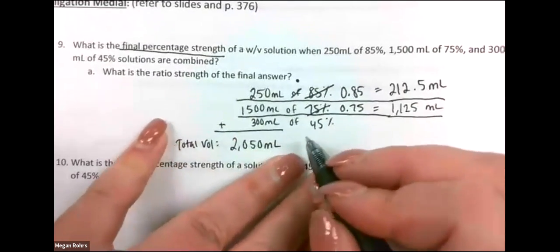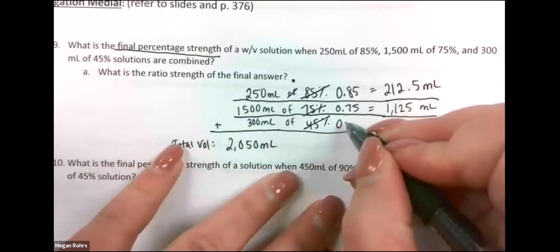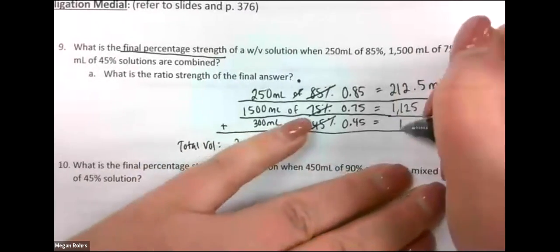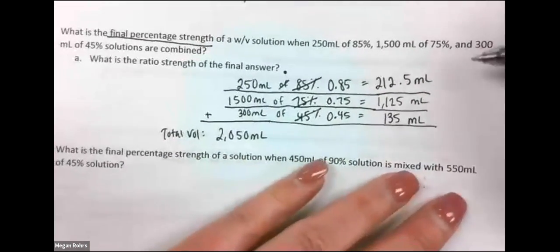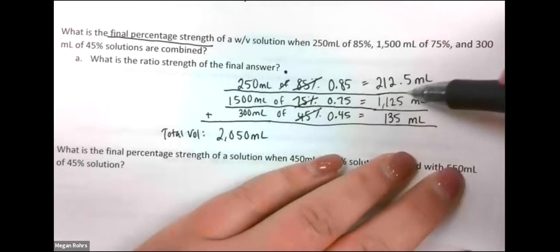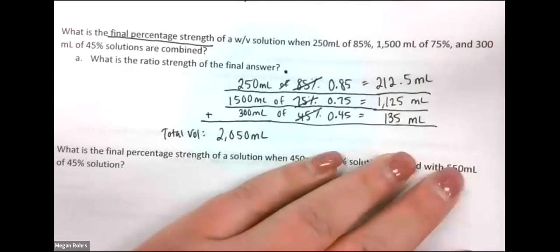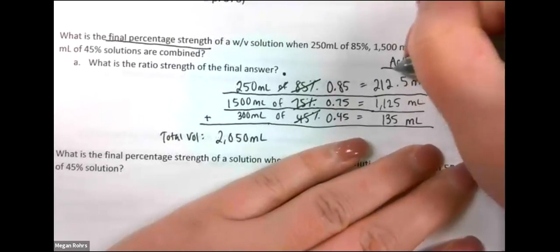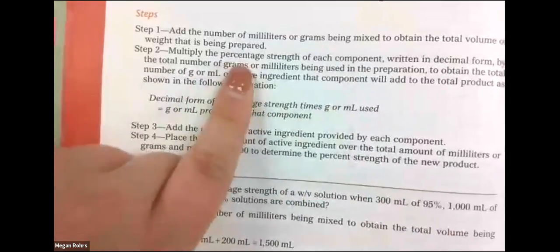And then the same thing with the last one here. 45% is 0.45. So 300 times 0.45 gives us 135 mils. Now, this is the amount of active ingredient that is coming from each part of each of these ingredients here, okay? So I like to just write myself a note that this is my active column. So that was step 2.